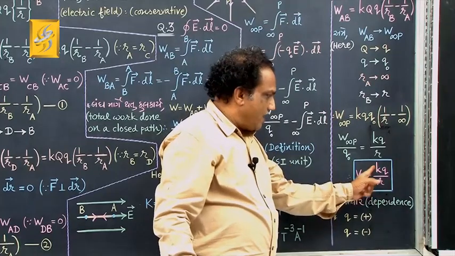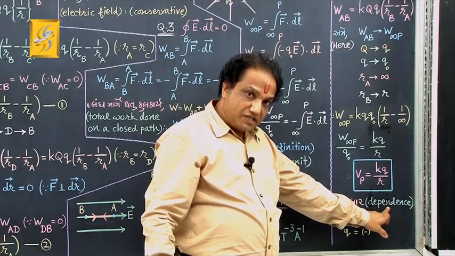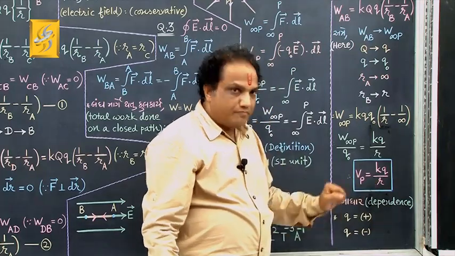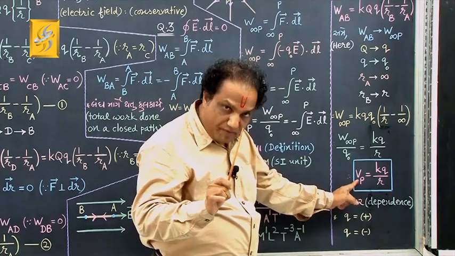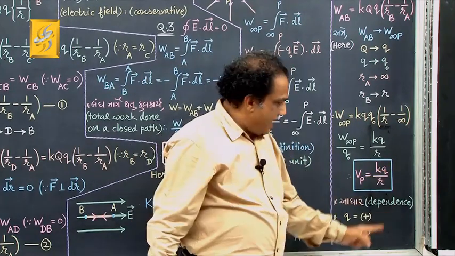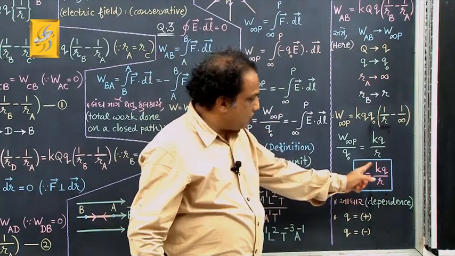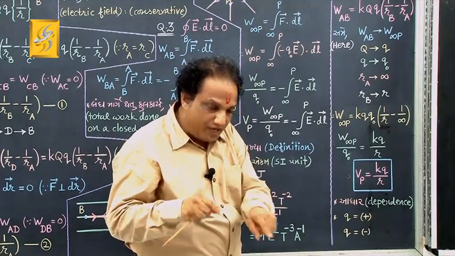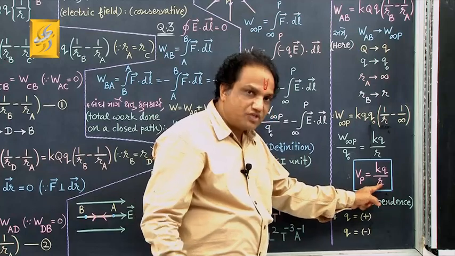What is the formula? KQ upon R. Tell me, on which three factors does the value of electrostatic potential depend? It depends on the type of medium, because for different media the value of small k is different. It depends on the type of medium in which the source charge is present, on the value of the source charge, and on the distance of the point of observation from the source charge.